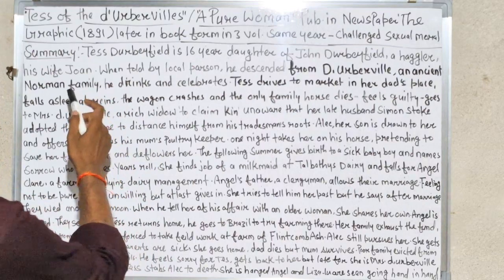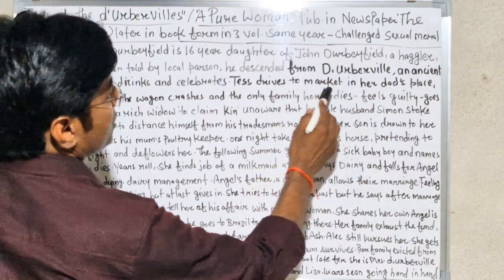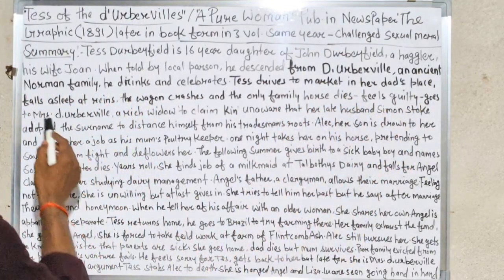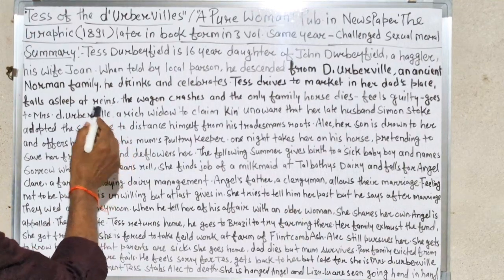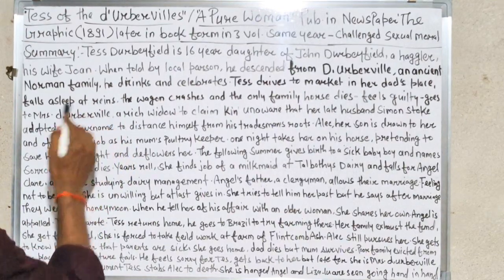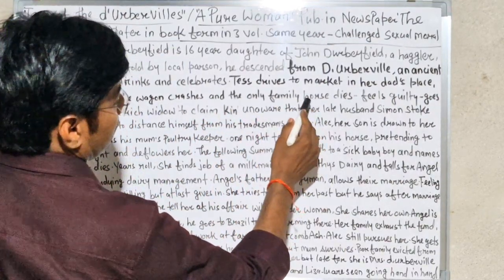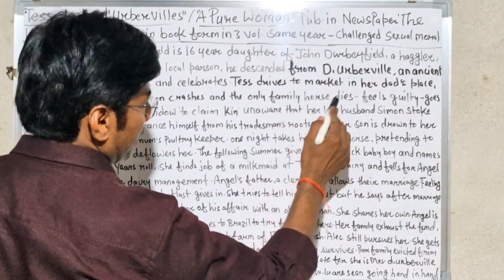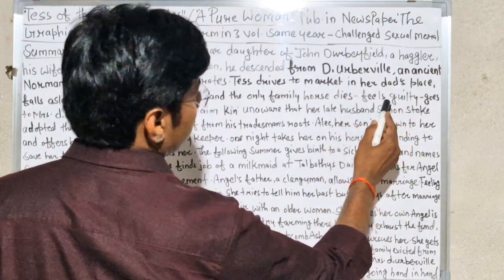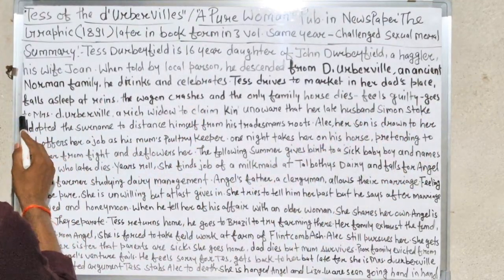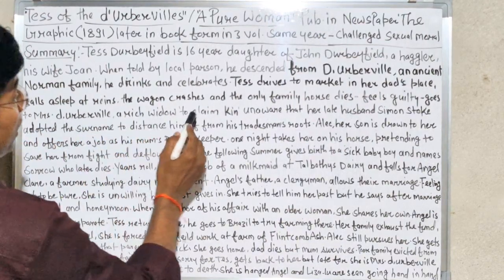So see, Tess drives to market in her dad's place, falls asleep at the reins when managing the horse. The rope that is used for controlling the horse is called reins. The wagon crashes and the only family horse, that is probably Prince, dies, means he's killed. The horse is killed. She feels guilty, goes to Mrs. D'Urberville, a rich widow, to claim kin.